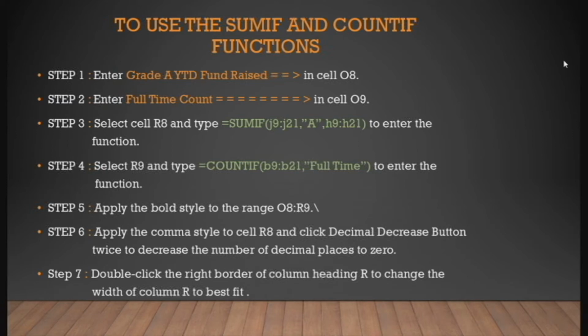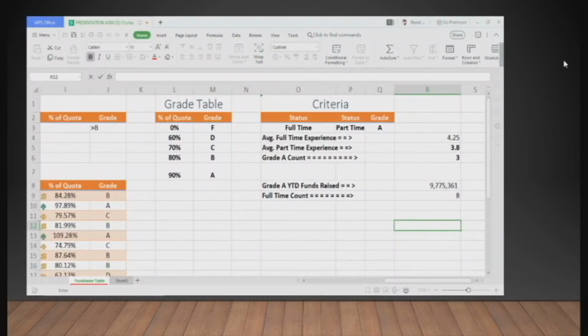Next, it will appear like this. Grade A YTD fundraise, which consists of the SUMIF function, while full-time count will consist of the COUNTIF function. Okay, I will show you step by step in Excel after this.